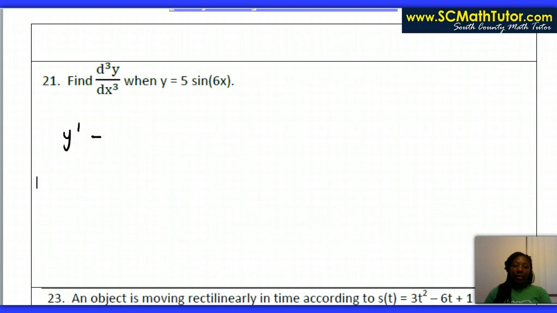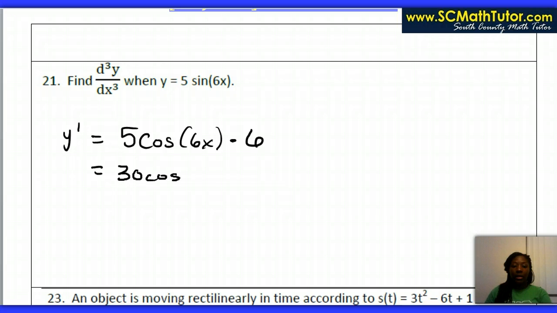Okay, so y prime, first derivative, is 5 cosine 6x times 6. So it's a variation of the chain rule. Okay, so 6 times 5 is 30 cosine 6x.